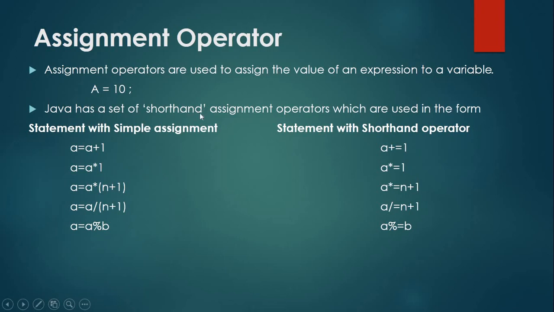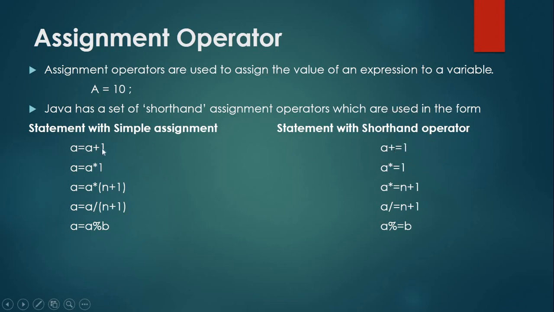Java also has some shorthand operators. Here we have the statements a is equal to a plus 1, a is equal to a into 1, a is equal to a into n plus 1. So in the case of these statements we can use our shorthand operators. Instead of a is equal to a plus 1, we can use a plus is equal to 1.